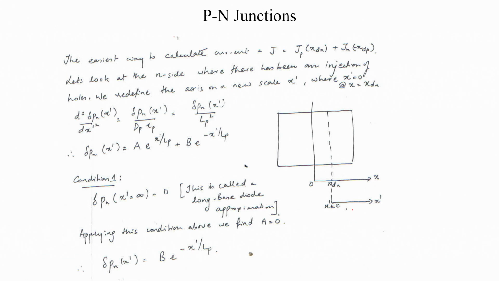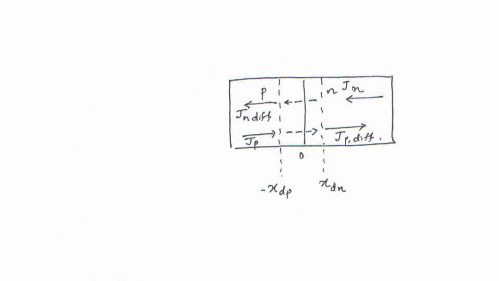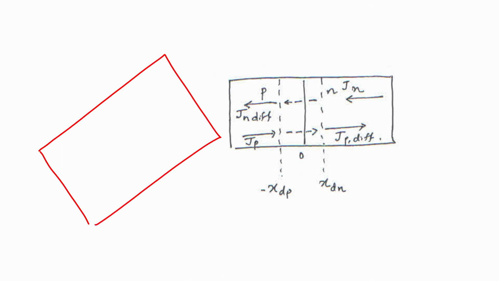So, let us go ahead and start looking at the proper derivation of the current voltage characteristics of a p-n junction. But before we get to this point, we need to understand a bit of what is going on either side of the junction. So, this is our p-n junction. Let this picture be there, and we have a depletion region.